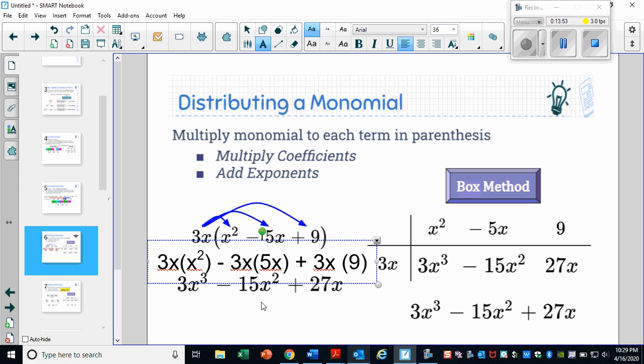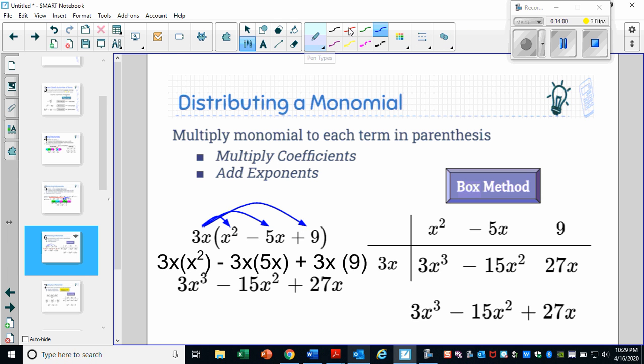Here, for the middle, 3x times 5x, 15x squared. Again, remember, you don't see it, but that's a 1. 1 plus 1. And then, last but not least, 3x times 9, 27x. This is a 1, but that's just a plain old 9, so you're just going to multiply the whole numbers, bring down your x.